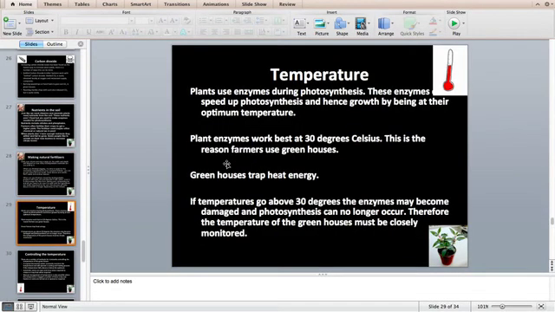And then also, girls, temperature. So photosynthesis is controlled by enzymes. Remember those biological catalysts? And we want to make sure that they have the right temperature to work under. So usually glass houses are warmer than you'd expect, warmer than the air outside, to allow for those enzymes to work as fast as possible and to allow for as much photosynthesis to happen as possible.